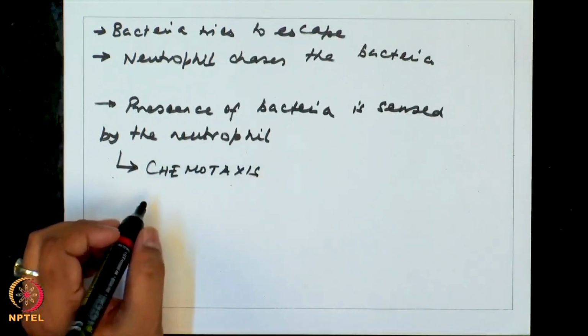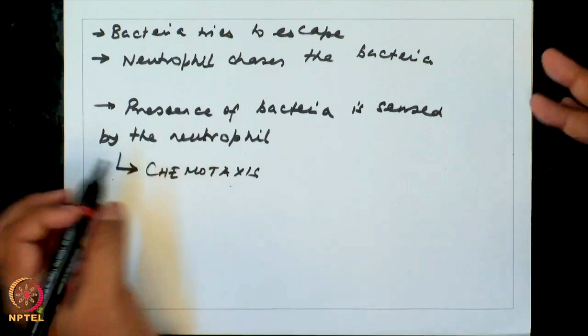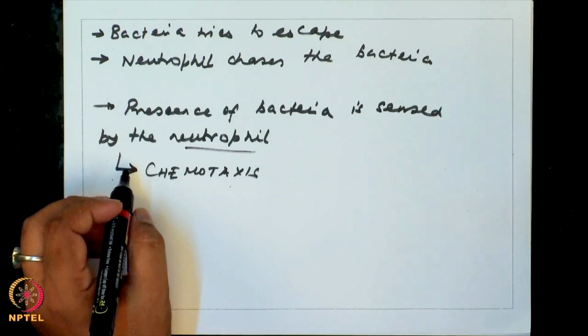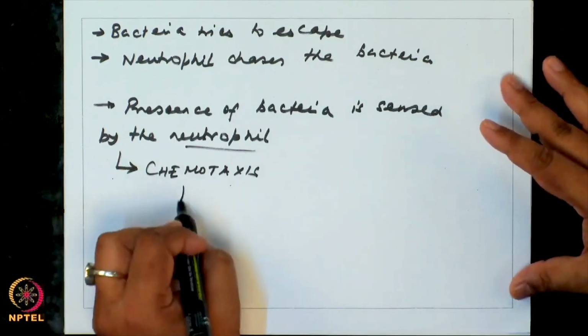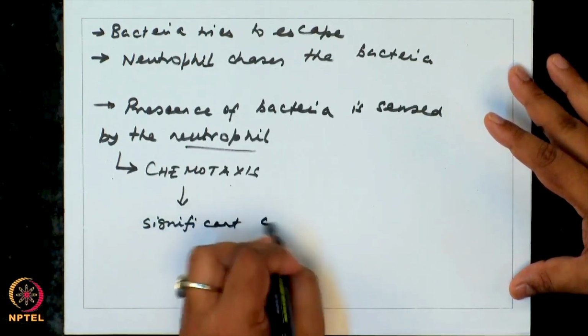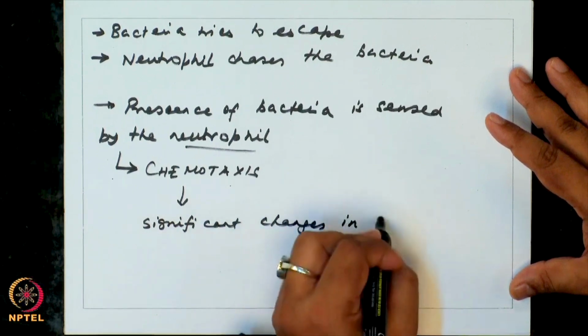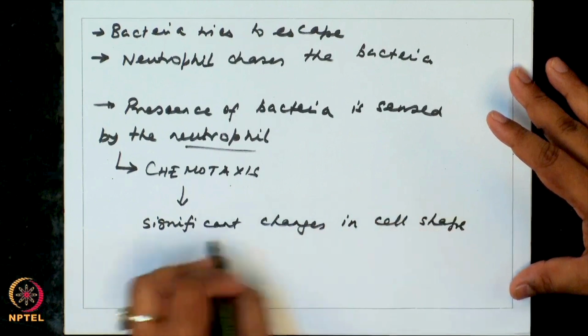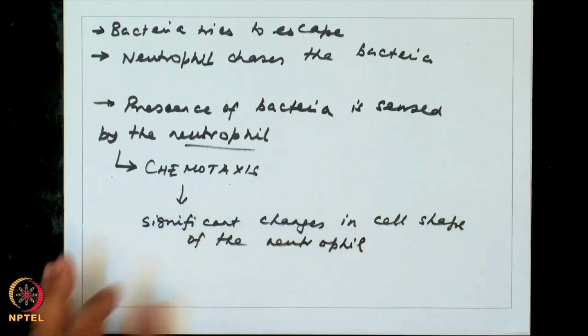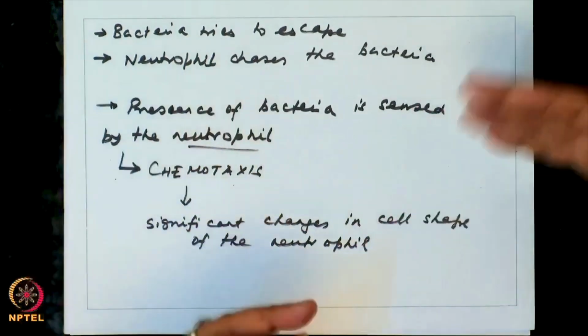So, the bacteria actually sends out some chemokines which are sensed by the neutrophil, and the neutrophil moves in the direction of the chemical field. And so, this chemotaxis involves significant changes in cell shape of the neutrophil. So, there is a lot of dynamics or mechanics at play which is participating in the biological process as well.